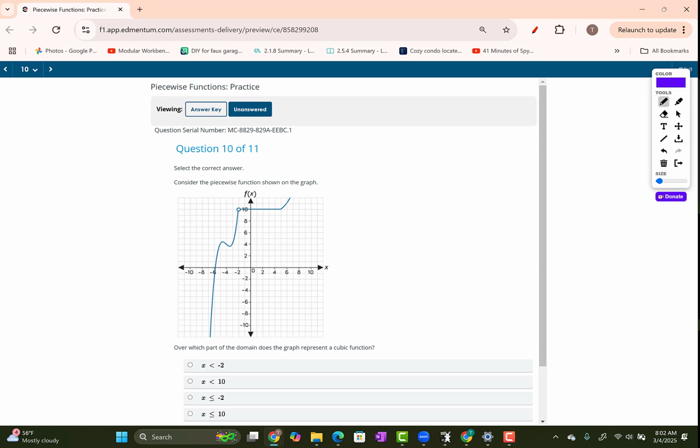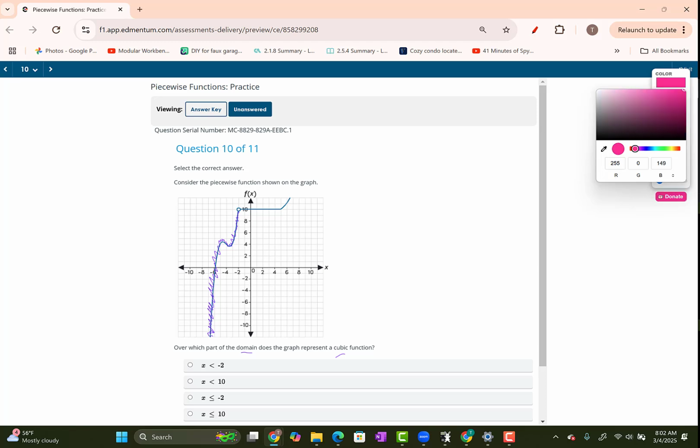All right, question 10. Consider the piecewise function shown on the graph. Over which part of the domain does the graph represent a cubic function? So first off, let's identify the three different pieces of this graph. We clearly have this piece right here. That's going up, dips down a little bit, and continues to go up until we hit an open circle there, a break in the graph.